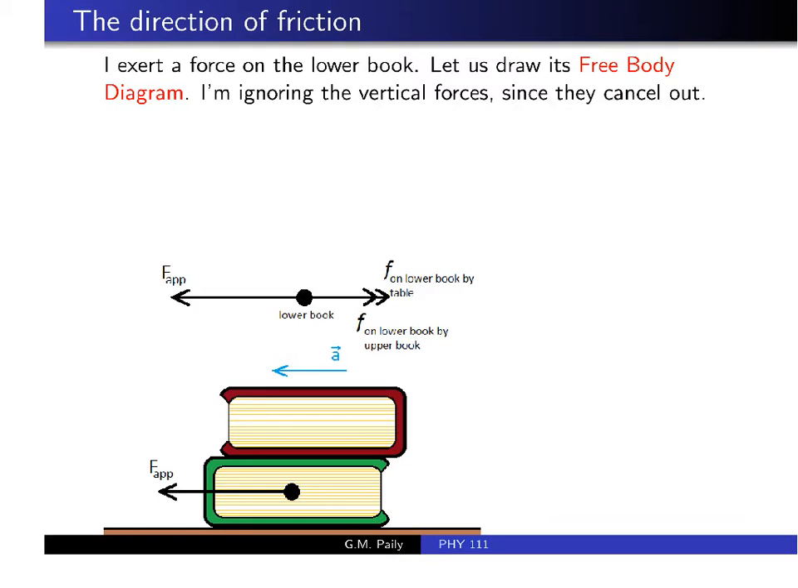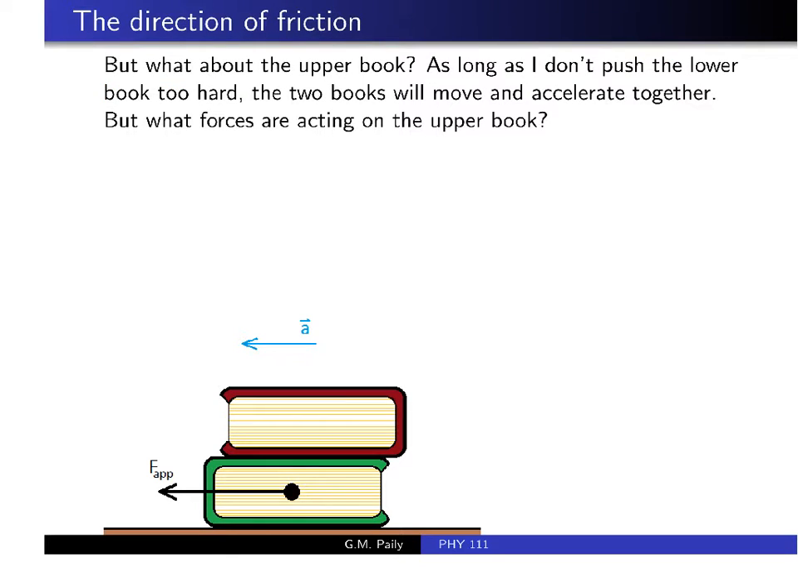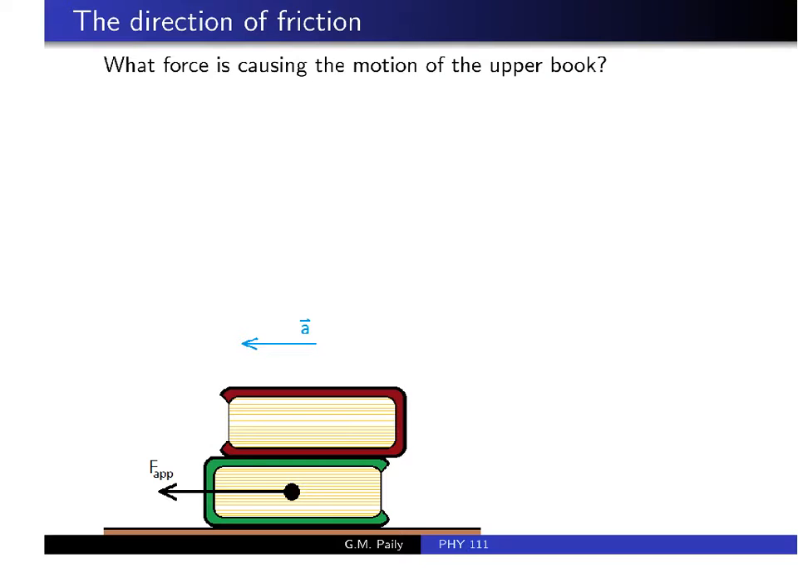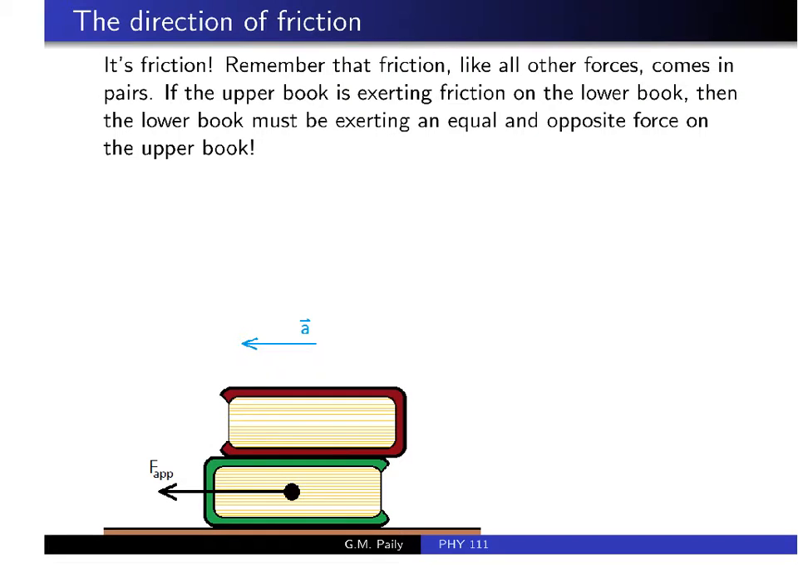But what about the upper book? If it is moving together with the lower book, what force is causing it to move? I mean, as long as I don't push too hard, the two books will accelerate together as a single pile. So what force is causing the acceleration of the upper book? It has to be friction.